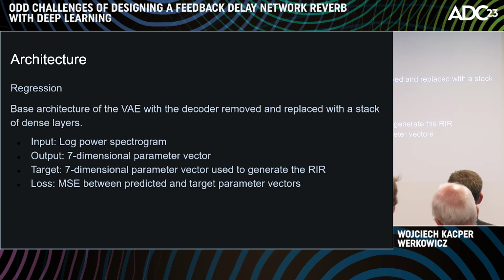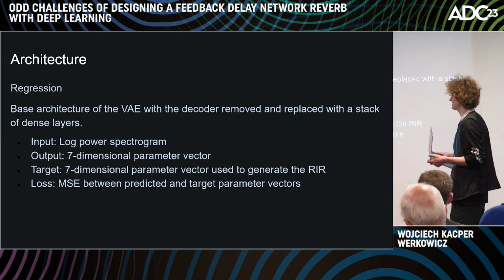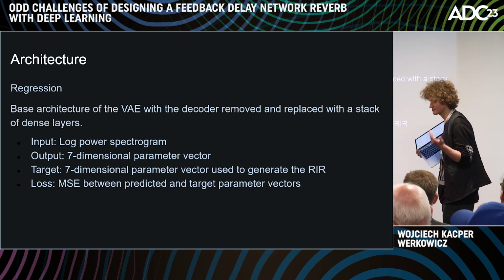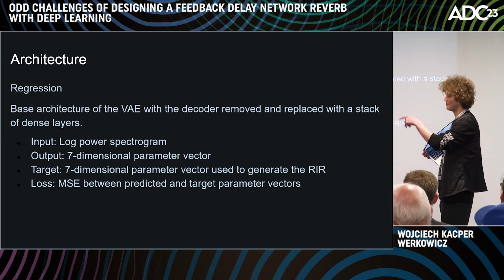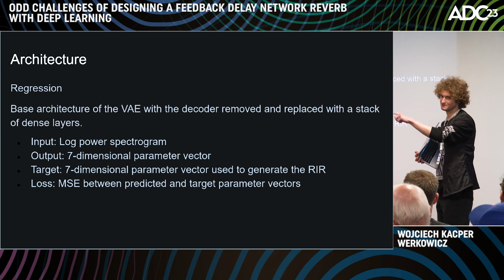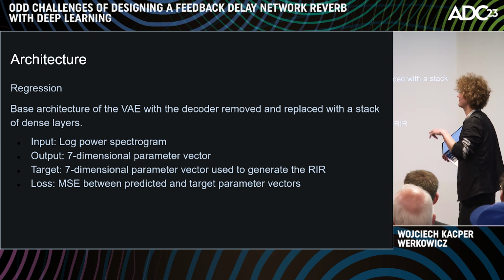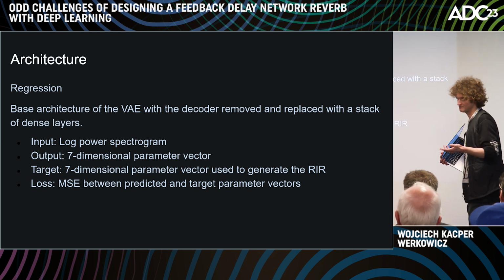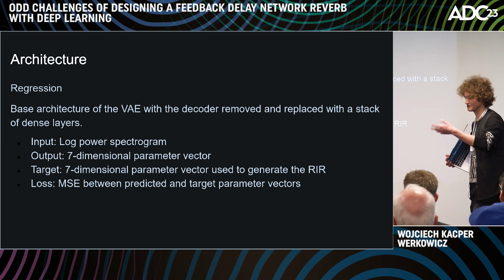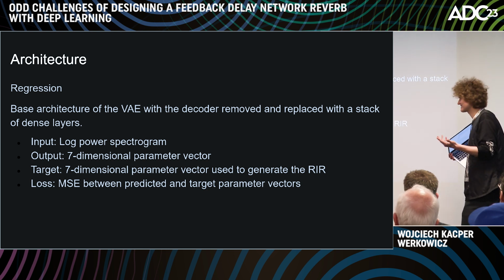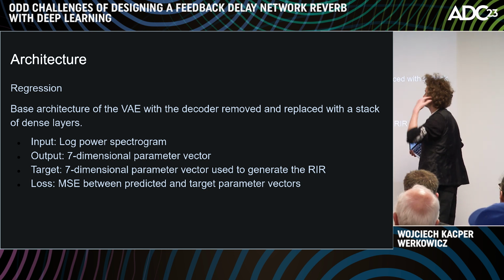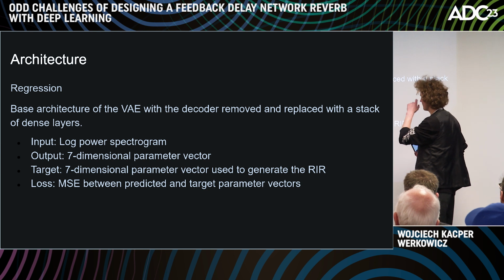The first thing we tried is the simplest approach that I spoke about, where you try to make a mapping between the spectrogram and the parameters, which assumes you have some direct relationship between the two that makes sense. So we just did regression.